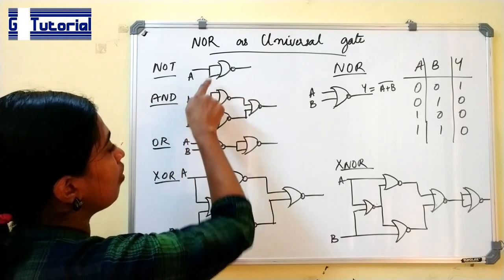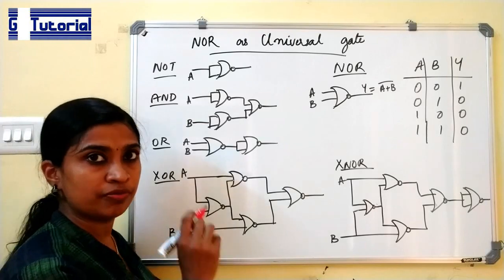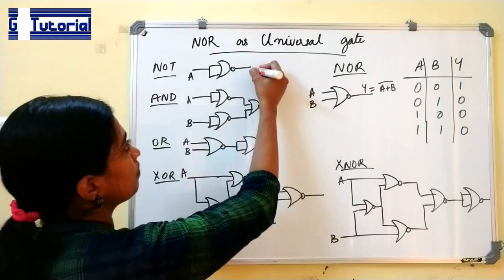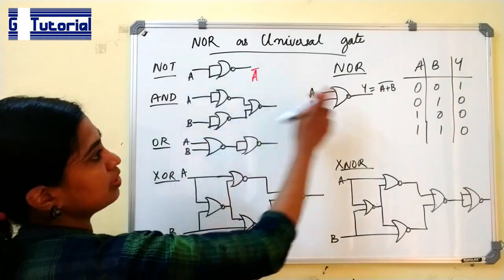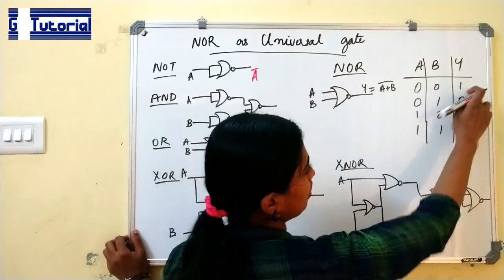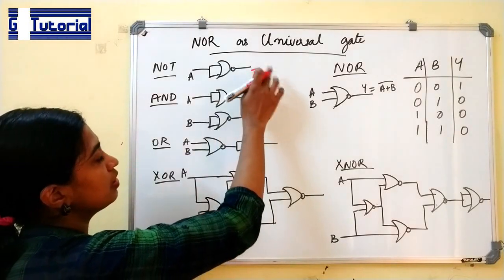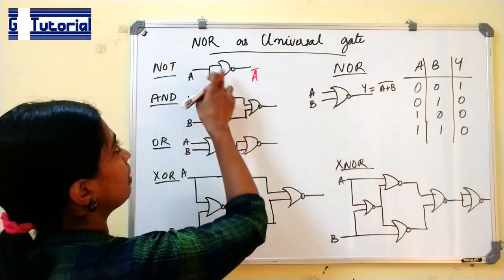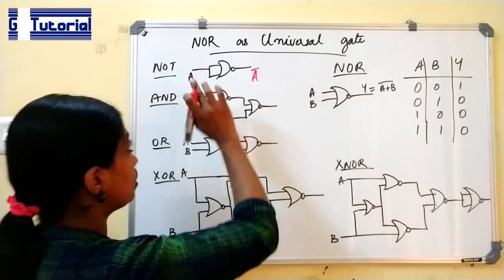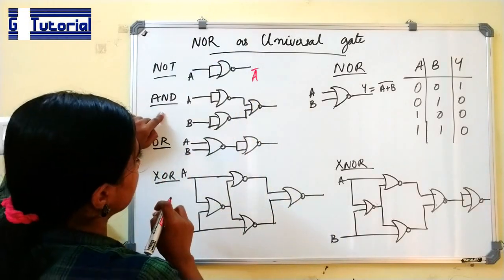First, NOT gate implementation using NOR gate. When we are feeding both the inputs of the NOR gate with the same input, we will get a NOT gate. When both inputs are 0, output is 1. When both inputs are 1, the output is 0. This is how we are implementing NOT using NOR.